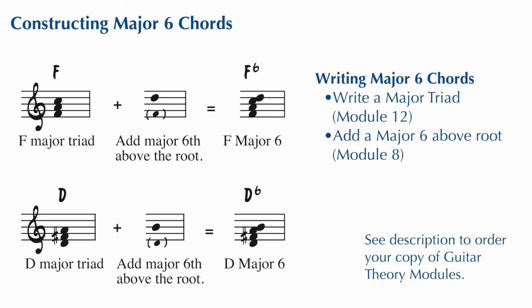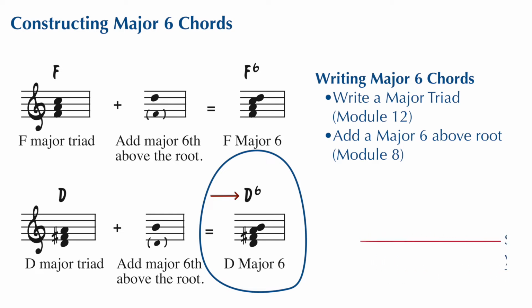And if you wanted to write a D6 chord or a D major 6, first you write a D major triad. That's going to be D, F sharp, and A. Then we add a major 6th above the root of the chord. The root of the chord is D. Major 6th above that D is a B. Stack them all up. We have D, F sharp, A, and B, or D6.